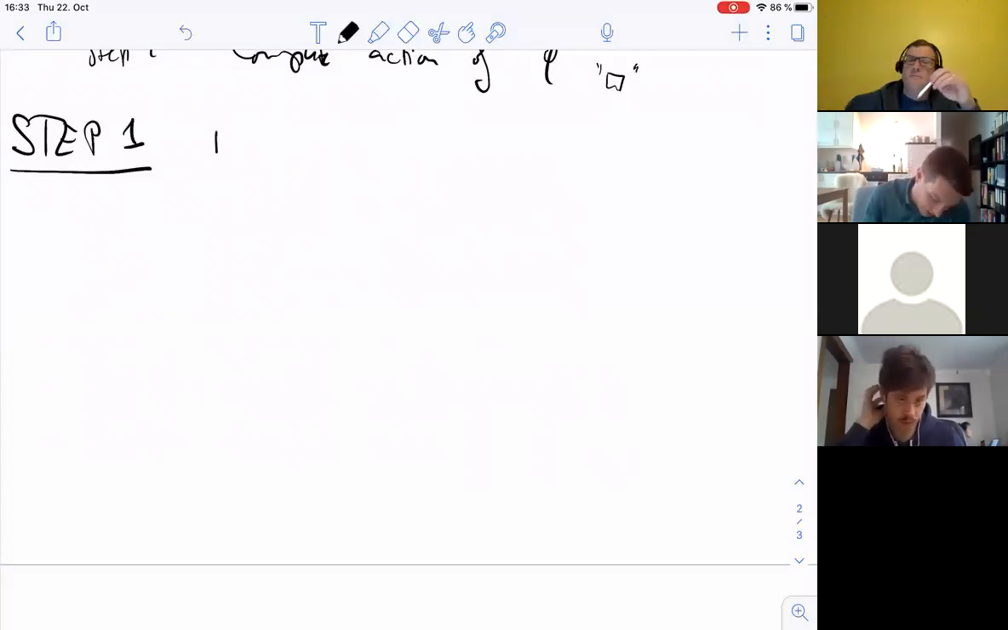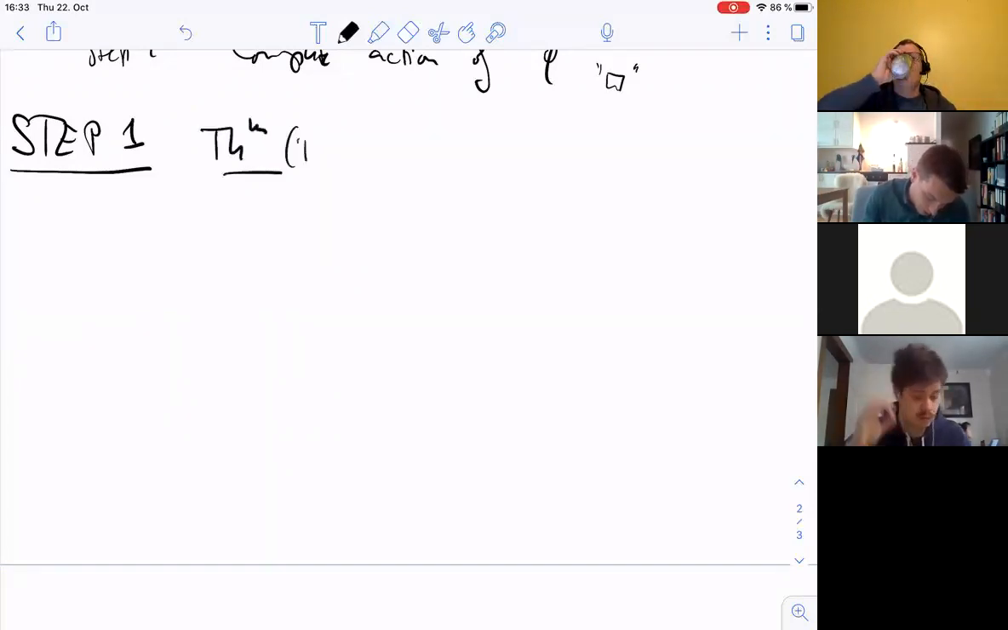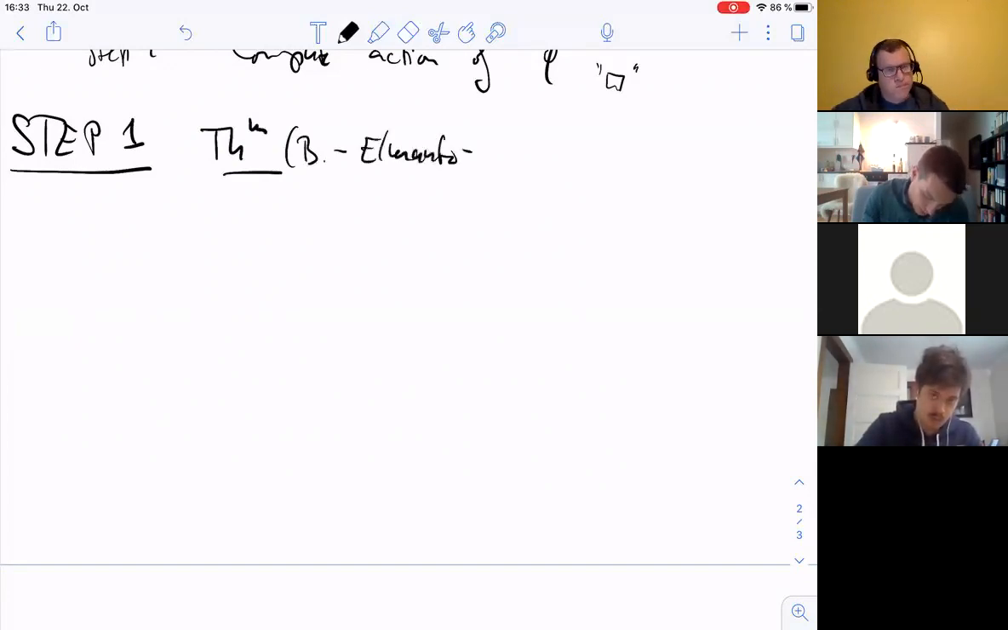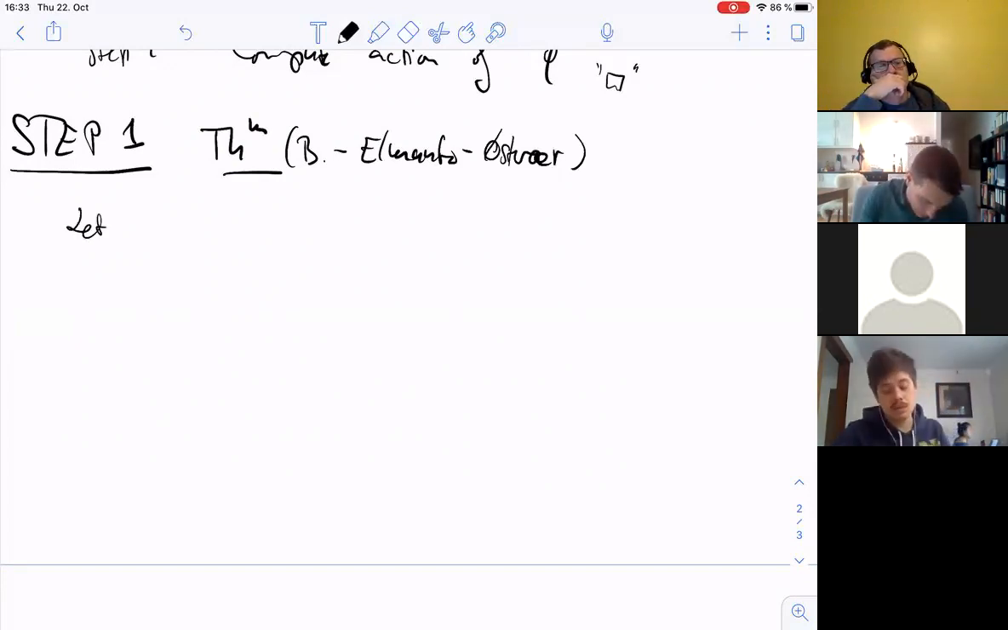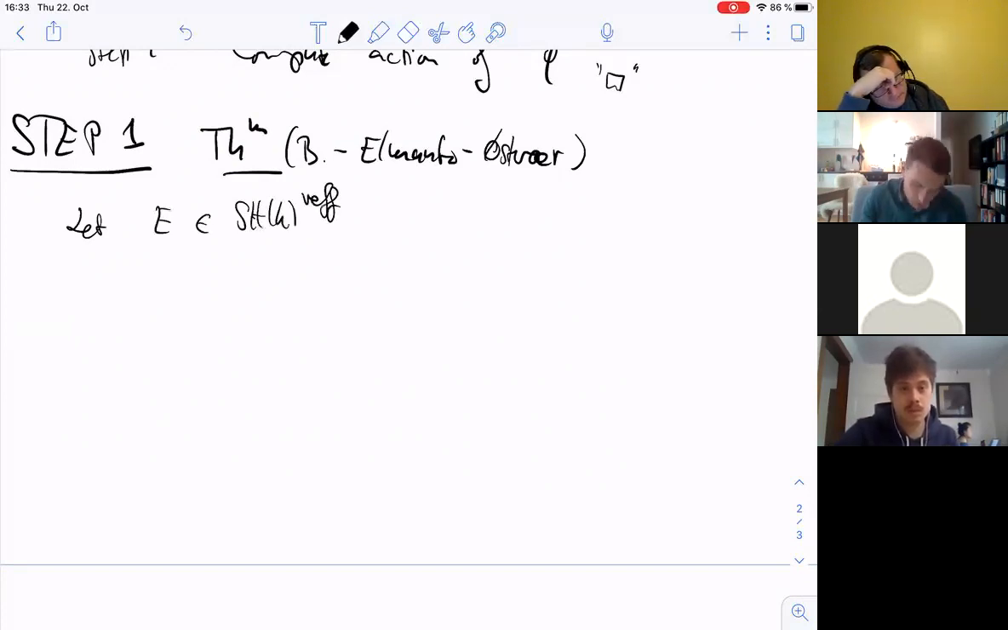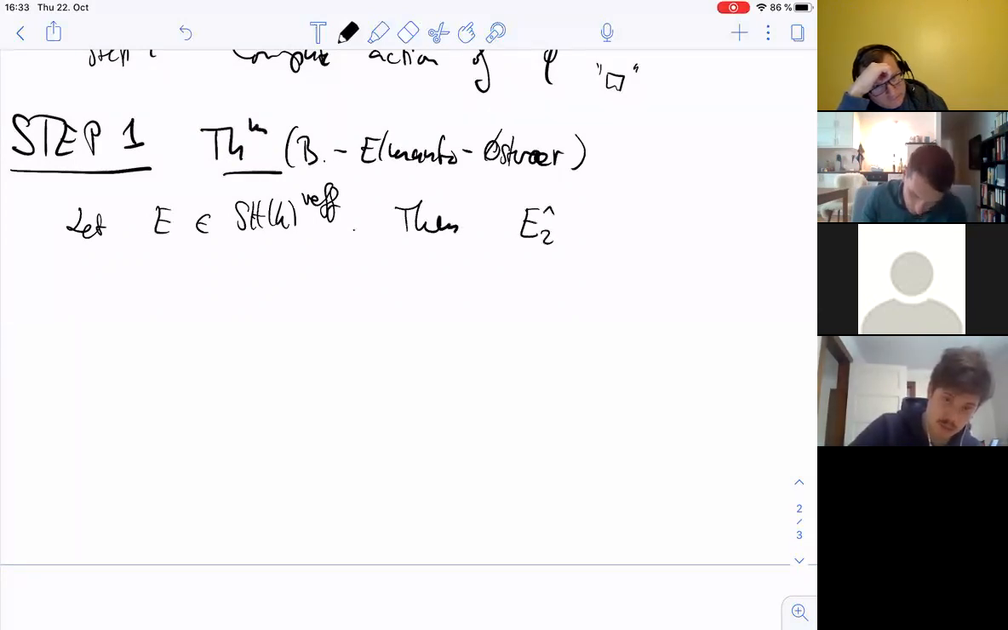And so the starting point which I offer is the following theorem due to myself and Elden Elmanto and Paul Arne Østvær. This is now where I'm going to use my assumptions on K. So let E be a so-called very effective spectrum. This is a certain reasonably well understood subcategory of spectra. Then if you two-adically complete it, by some magic, it's already eta-complete.